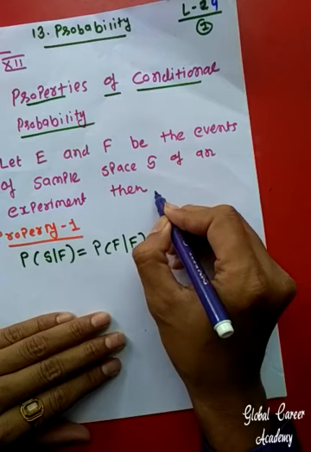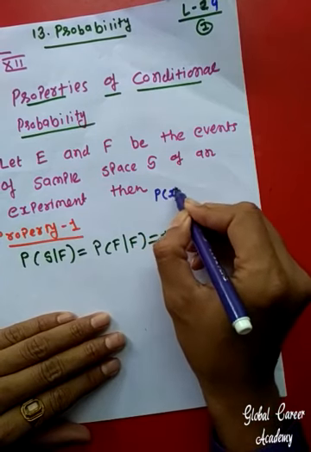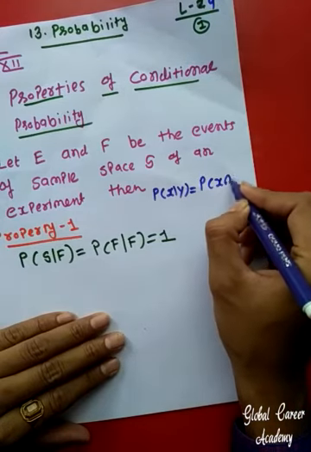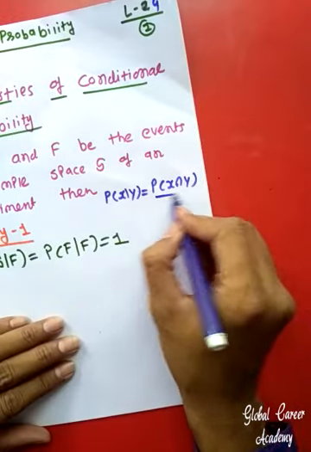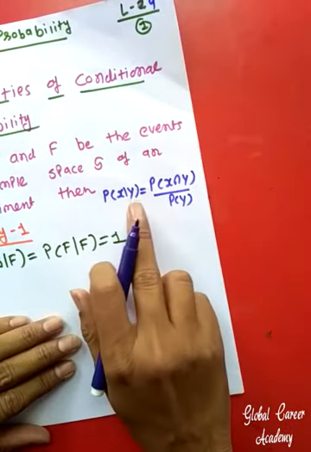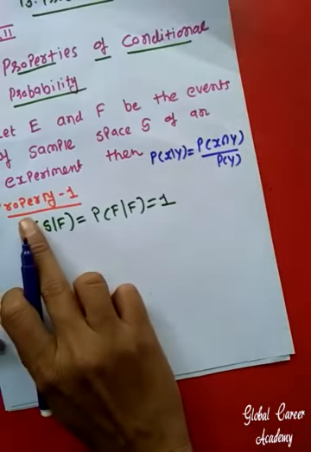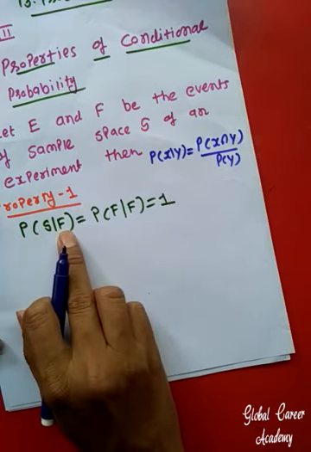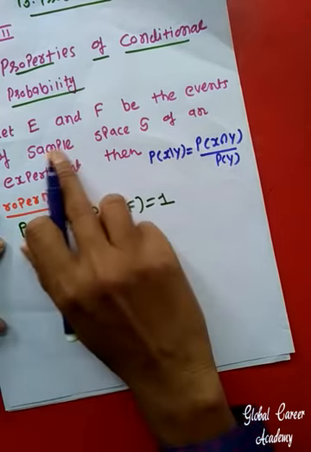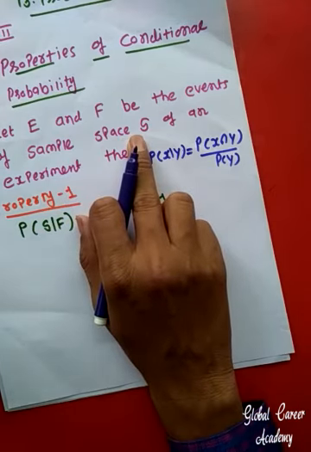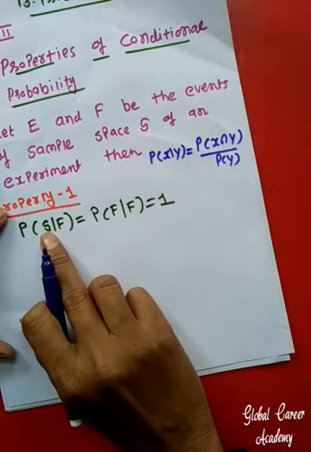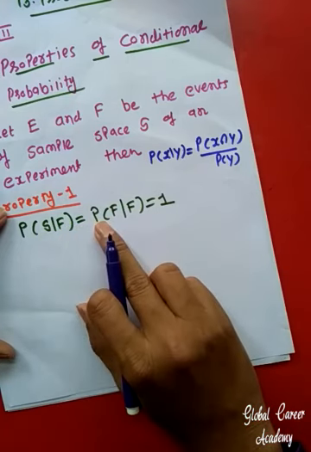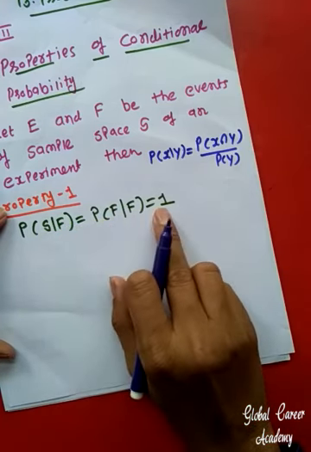Before we start, we have to remember this, that P of X given Y can be found by P of X intersection Y divided by P of Y. Okay, so let us start. The first property is probability of S given F. What is S? S is the sample space, the total sample space. So S given F is equal to probability of F given F is equal to 1.